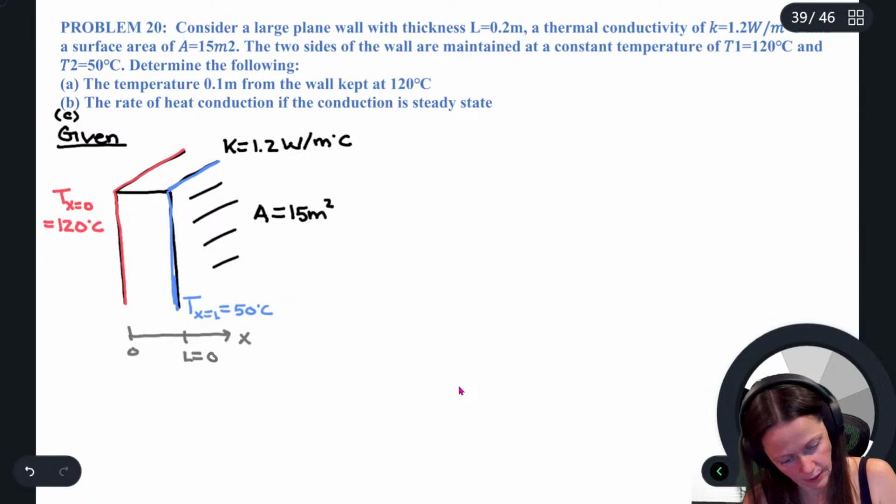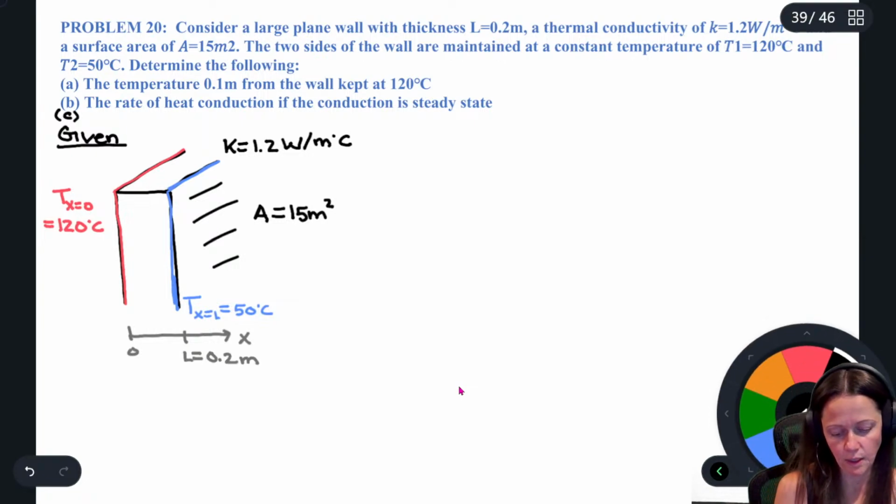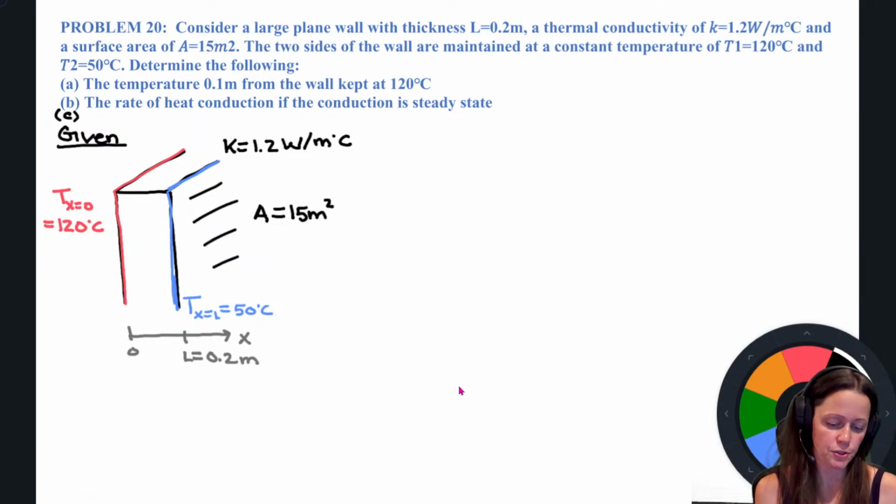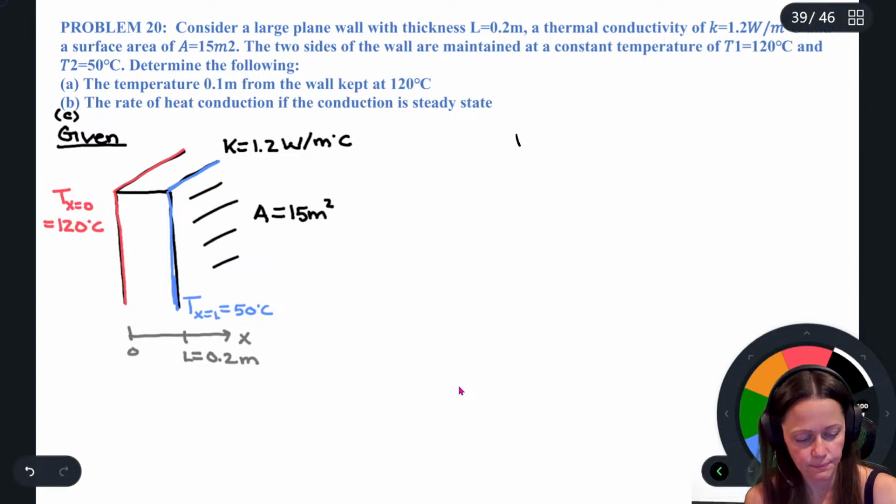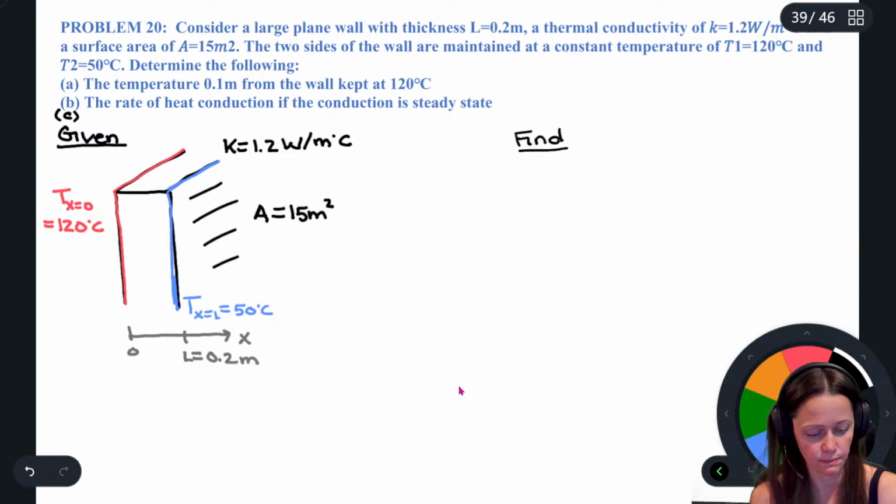Put my L here. L is 0.2 meters. Okay. So I want to find the temperature that's 0.1 meters from the wall, so halfway through. I also want to find the rate of heat conduction, but in general I want to get the temperature distribution. So I want to find a specific temperature, T at x equals 0.1 meter.